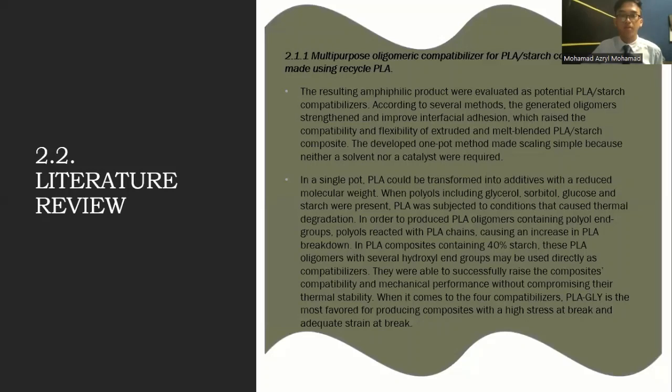Literature review. Number 1. Multi-purpose oligomeric compatibilizers for PLA and starch composite are made using recycled PLA. The resulting amphiphilic products were evaluated as potential PLA and starch compatibilizers. According to several methods, the generated oligomer strengthened and improved interfacial adhesion, which raised the compatibility and flexibility of extruded and matte blended PLA and starch composite. The developed one pot method made scaling simple because neither a solvent nor catalyst was required.